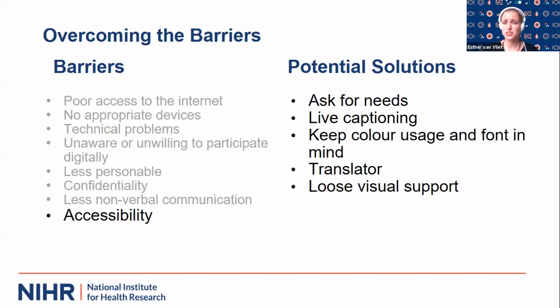Also keep color usage and font in mind, for instance, for people who are colorblind, or people with dyslexia, that they struggle reading, and some fonts might be more friendly for them than others. You could also consider having a translator in your meeting as well. This can be a translator into a foreign language. It can also be the British Sign Language translator, so that your meeting becomes more accessible for people who are hard of hearing.